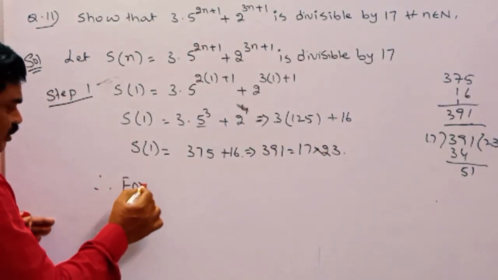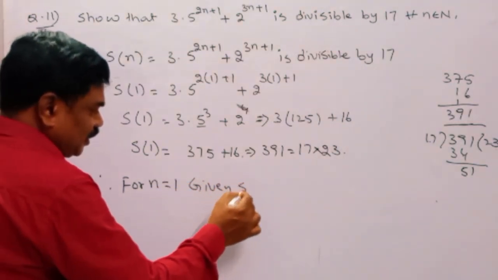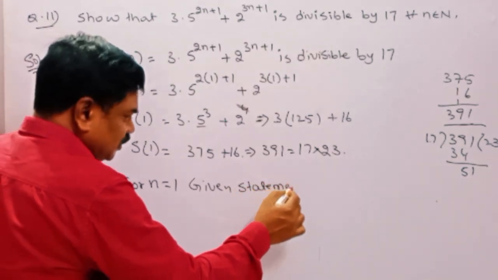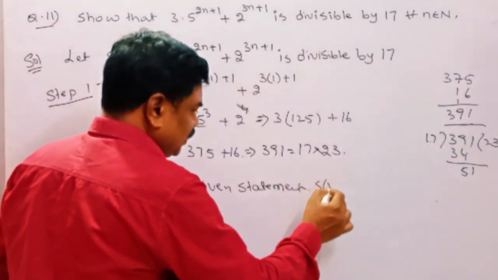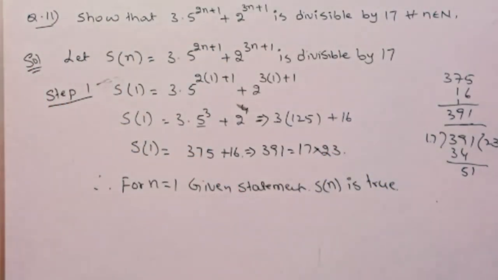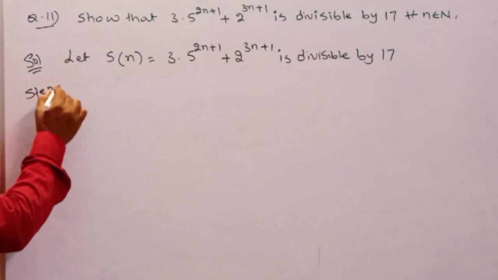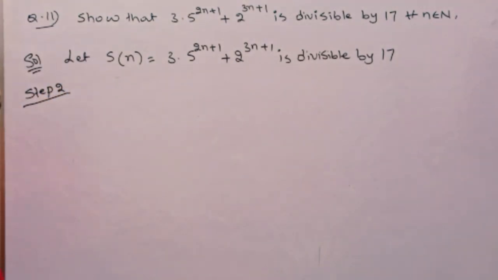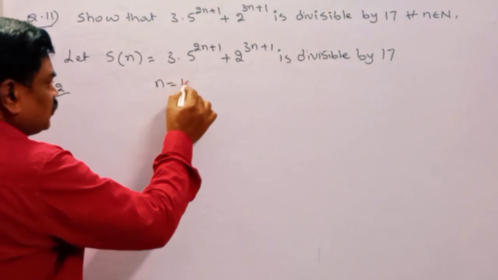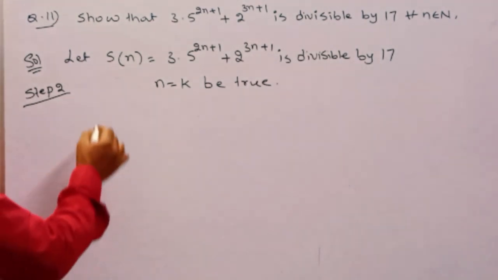Therefore, for n is equal to 1, the given statement S of n is true, it is divisible by 17. Next, we go for step 2. Step 2. Here n is equal to k be true.